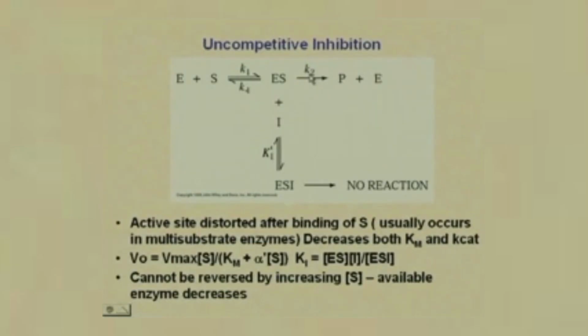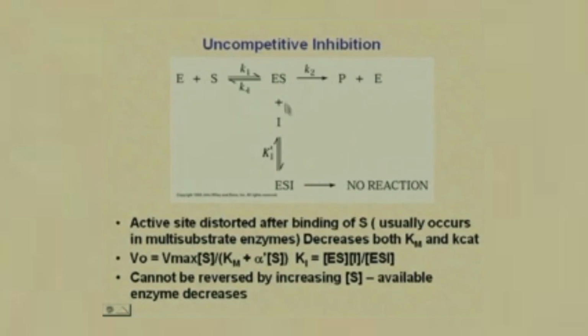Okay? So, if the Kcat is decreased, what is going to happen to the Vmax? It is going to decrease, and the Km also is affected. And because the available enzyme again is decreased, even if you add more substrate, nothing is going to happen.